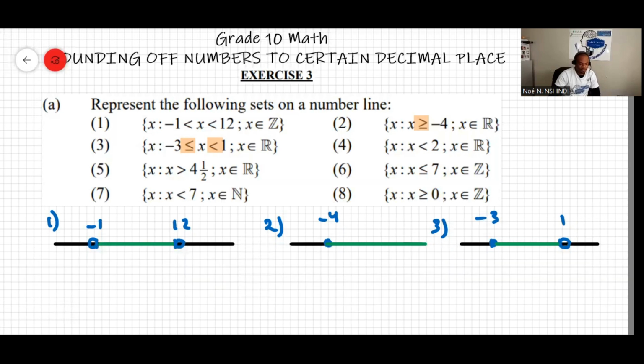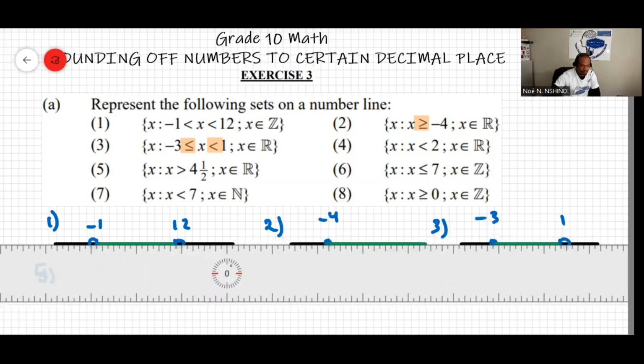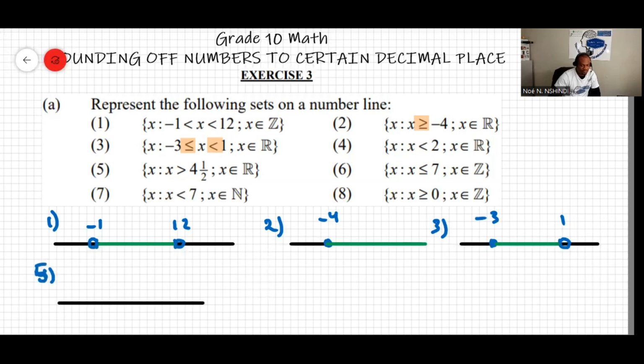Okay, now let's continue. Question 4 will be similar to question 2, but lesser than, we would put an open circle by 2. Okay, same thing as here is greater than. So let me, if I do 5 for instance, okay, let's do 5. I draw a number line there, and then 4 and a quarter is somewhere there.